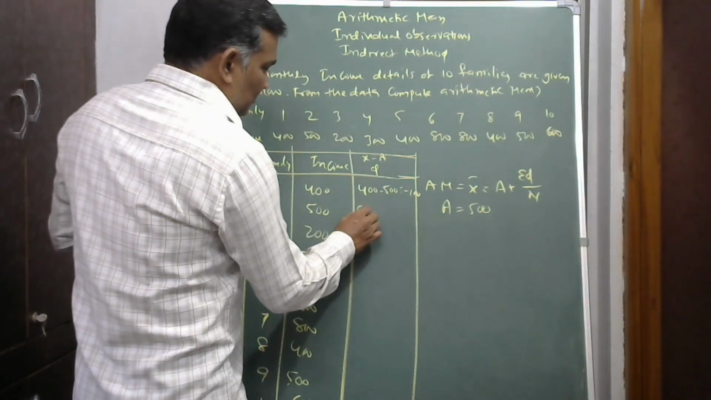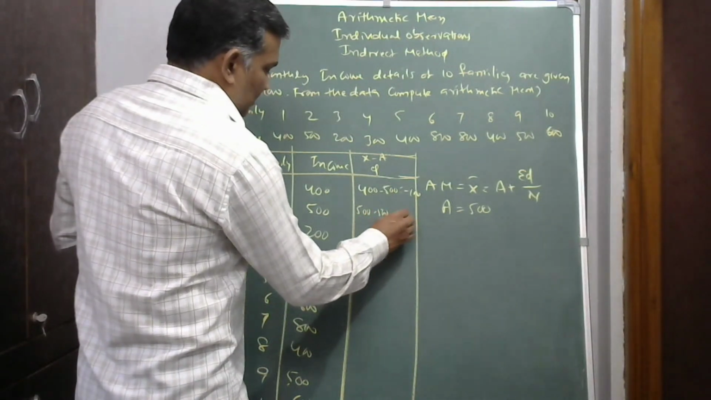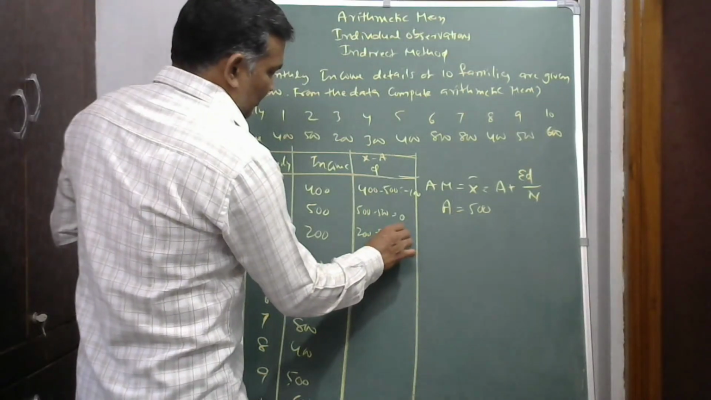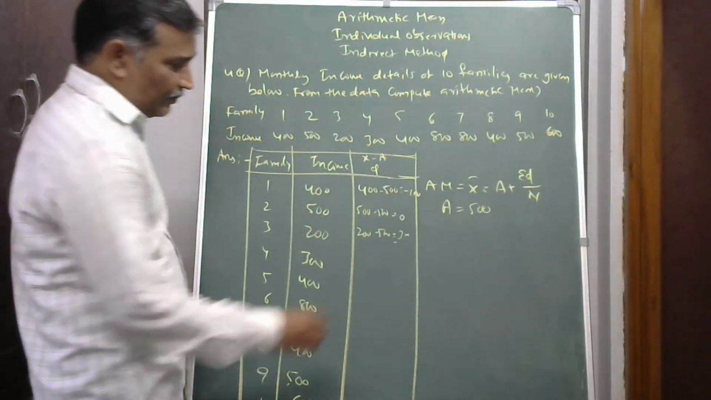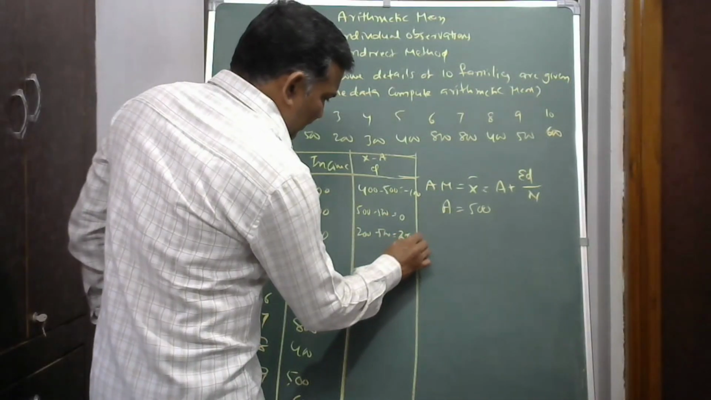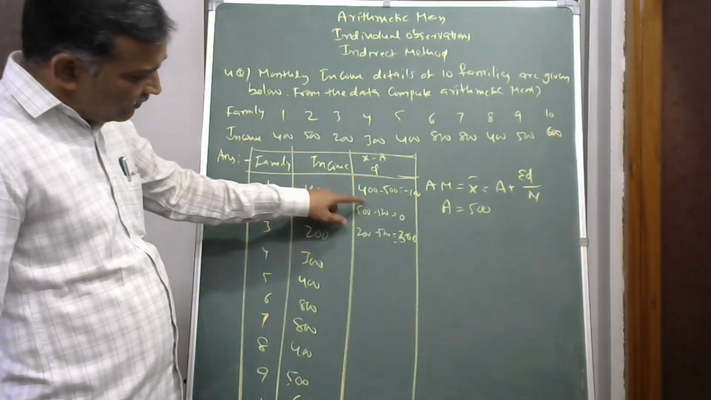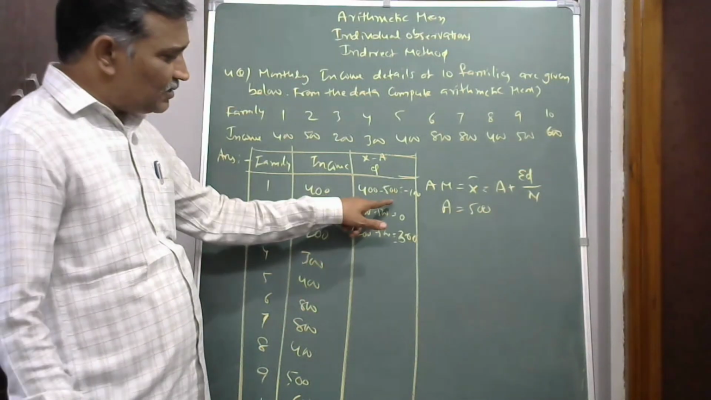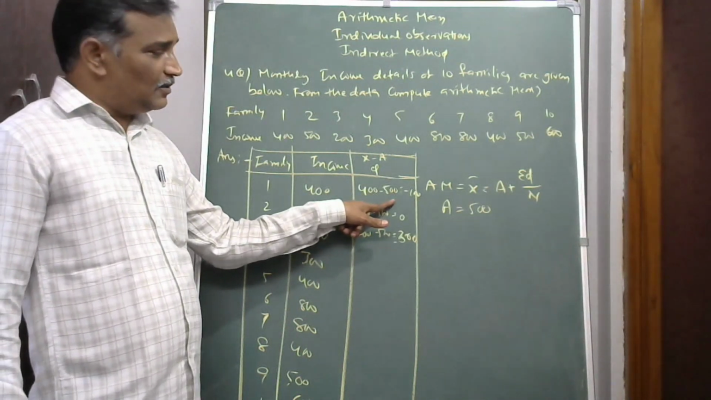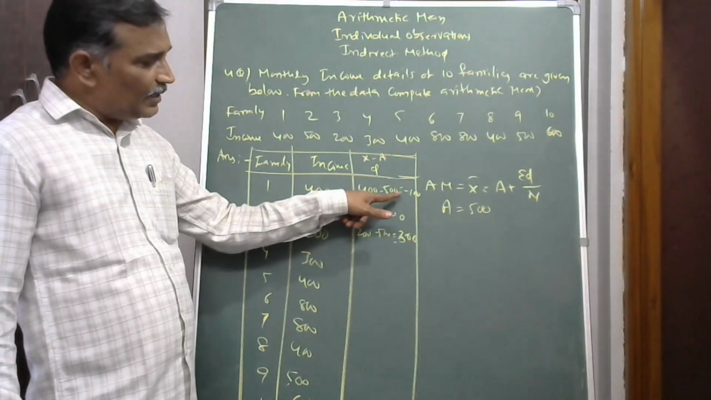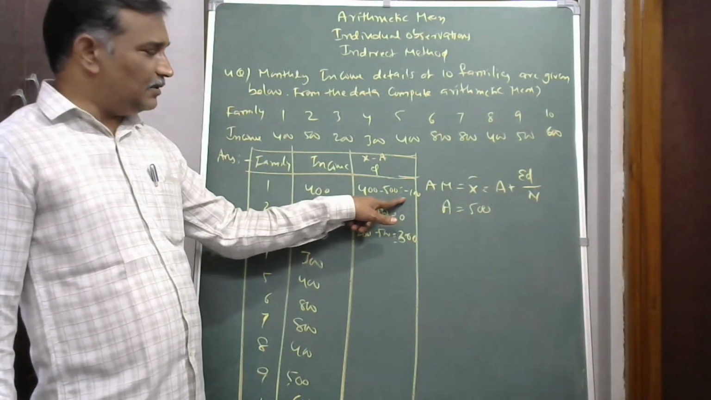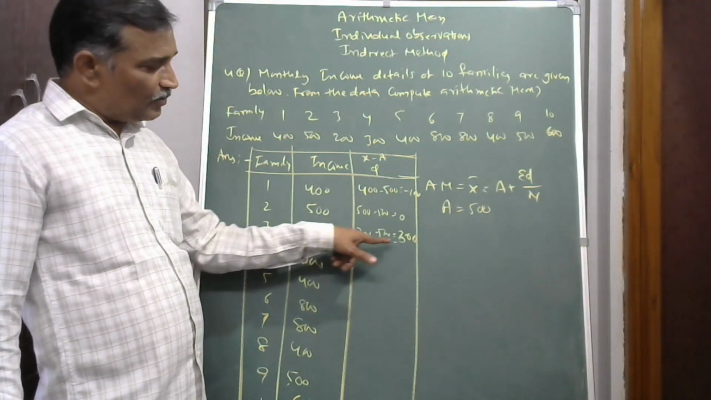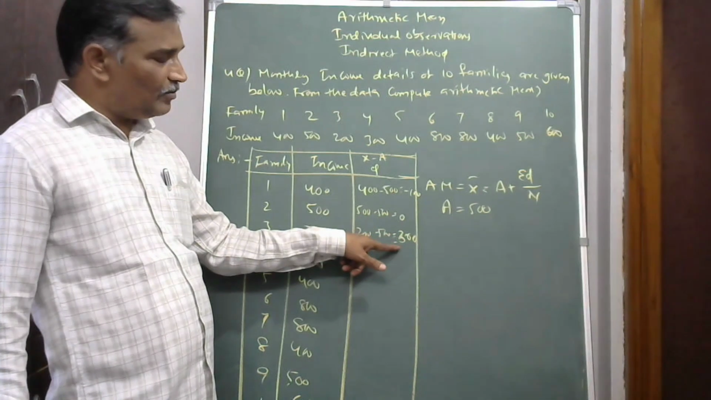So it is 0. It is minus 300. Here we are deducting the assumed mean from every x value. This is just for understanding of the students. I am writing here, we have to put directly the deducted value: minus 100, 0, minus 300.